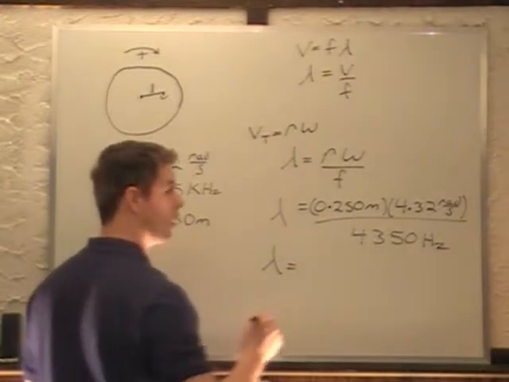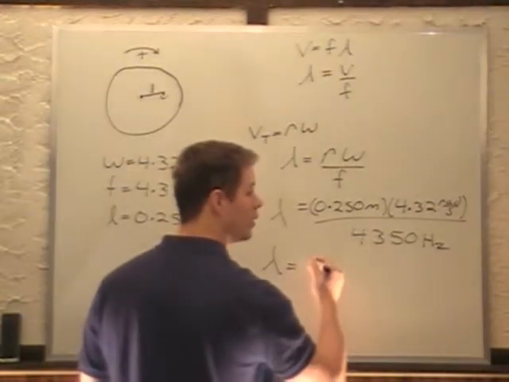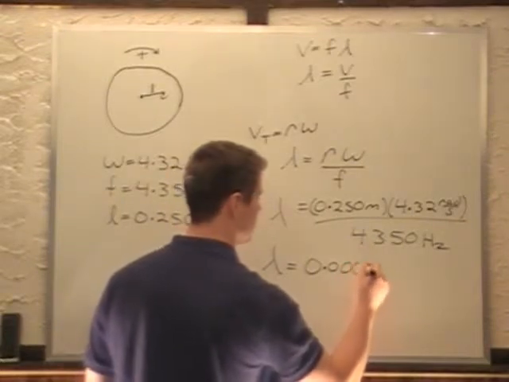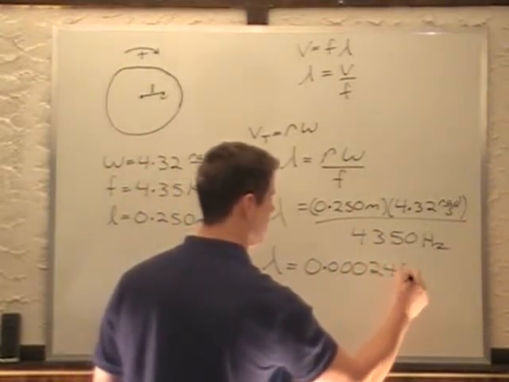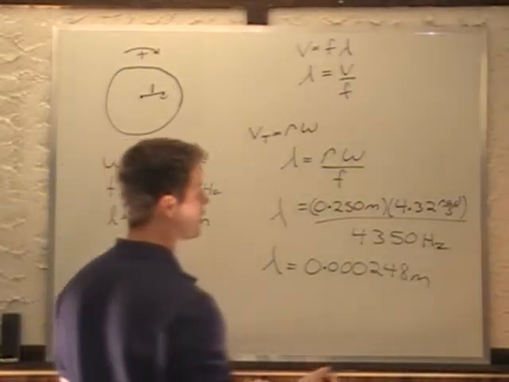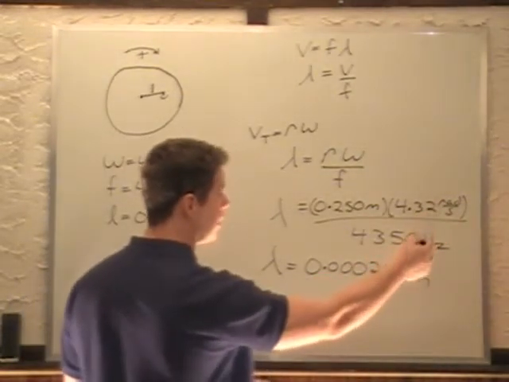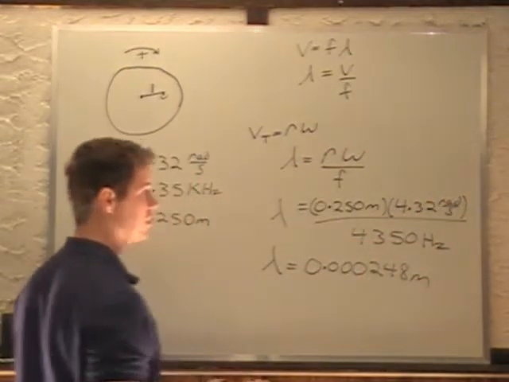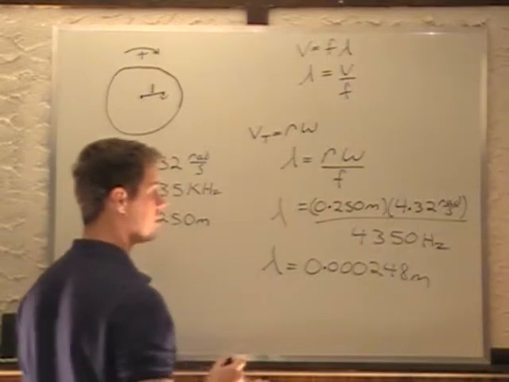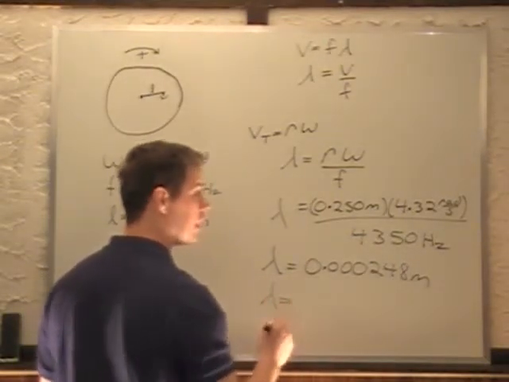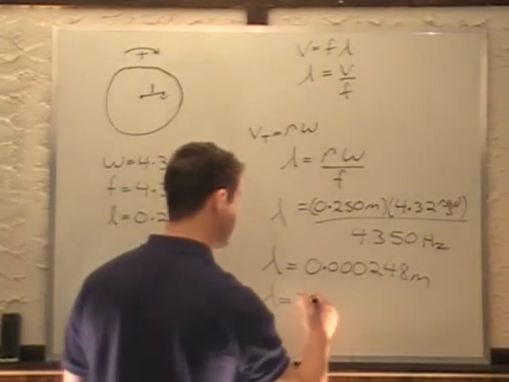We get a wavelength of 0.000248 meters, and it's meters because radians isn't a real unit. Hertz is 1 over second, which cancels with this 1 over second here, so the seconds cancel, and we're left with meters.